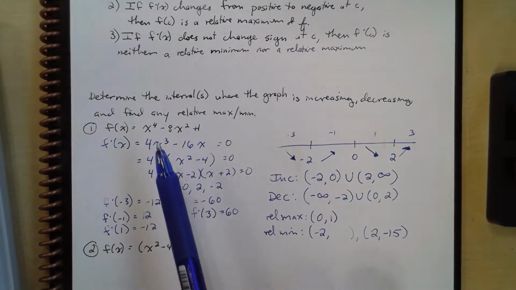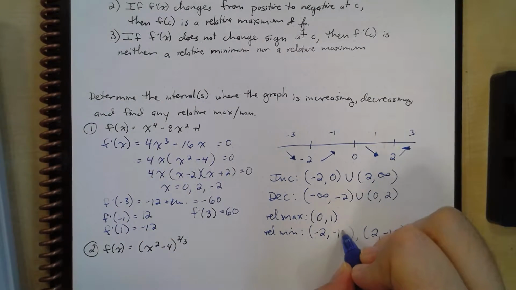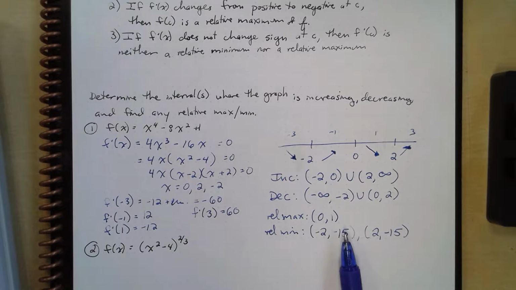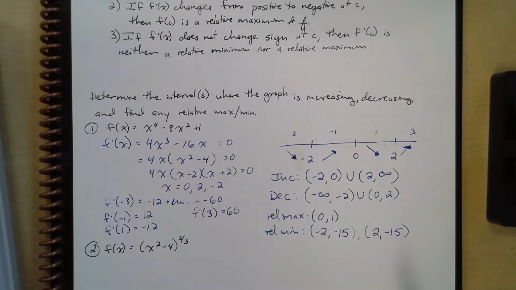And actually, because these are even, this is also going to be -15. I don't know why that was so complicated for me. But anyway, that's our answer. This is it. Where we're increasing, where we're decreasing, our relative maximum and our relative minimum.